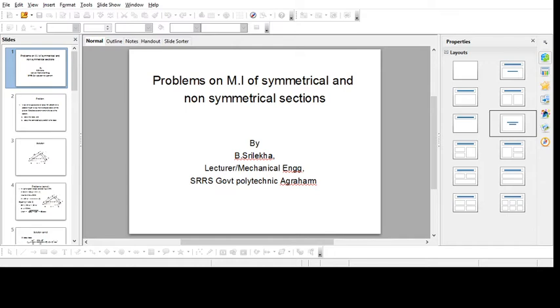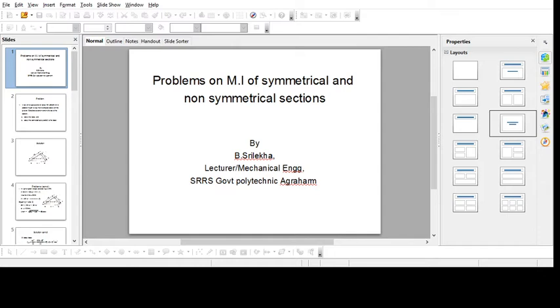Find the moment of inertia of the section shown in the figure about its centroidal axis parallel to the base. This is an asymmetric C section, something like a channel section. For a channel section, both the flanges will be of equal length, but here they are not equal. You can see that both flanges are of different thickness and different dimensions.